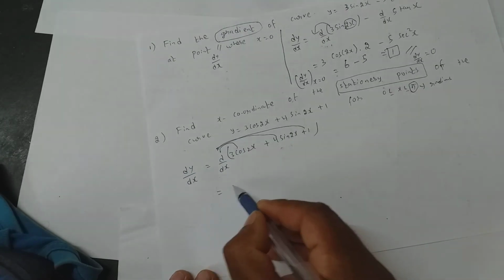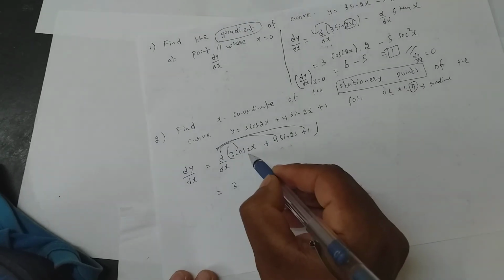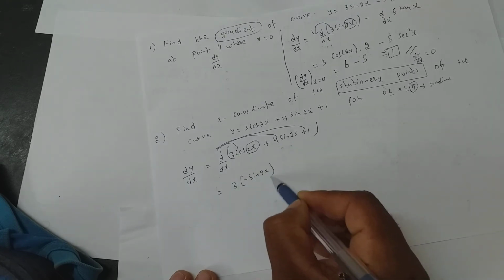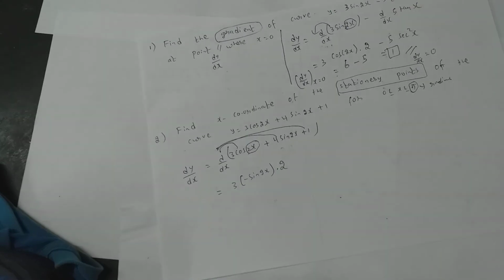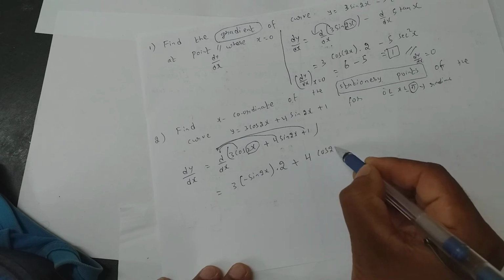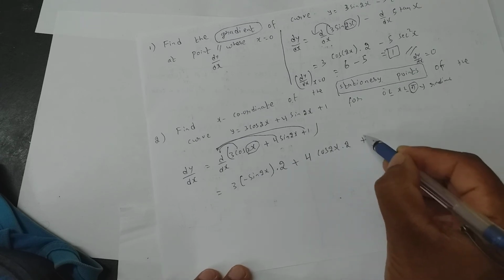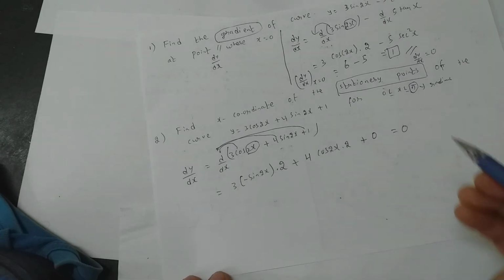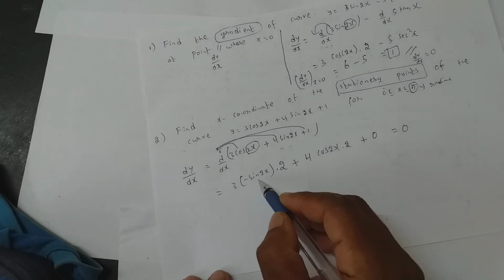Okay. So now 3 will come out. Cos 2x, you will assume it to be x. Cos x is minus sin 2x into your assumed x. 2x derivative is 2, plus 4 into sin 2x derivative is cos 2x into 2, plus 1 derivative is 0. Now stationary point means I need to equate it to 0. So what do I get?